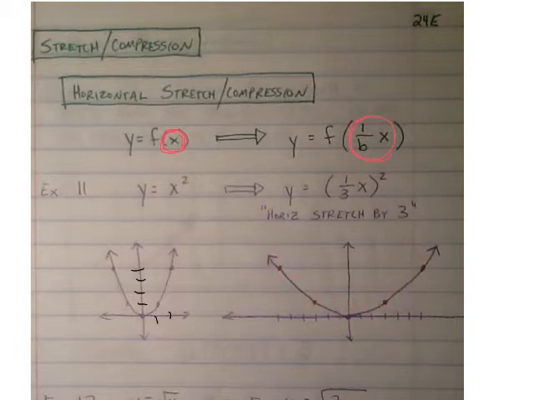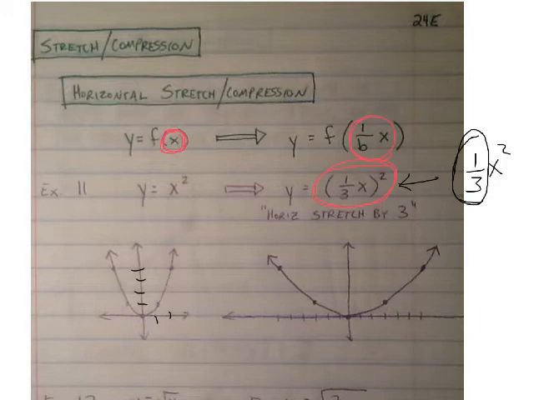And while this may look like a very squat compression, a vertical compression to some people, we should be careful because it's not behaving exactly the same way as a vertical compression. So we should avoid thinking of it that way. In other words, this would not be the same thing as 1/3 x squared. That would be a vertical compression of 1/3, whereas this is a horizontal stretch by a factor of 3. So we've got to be careful with these.